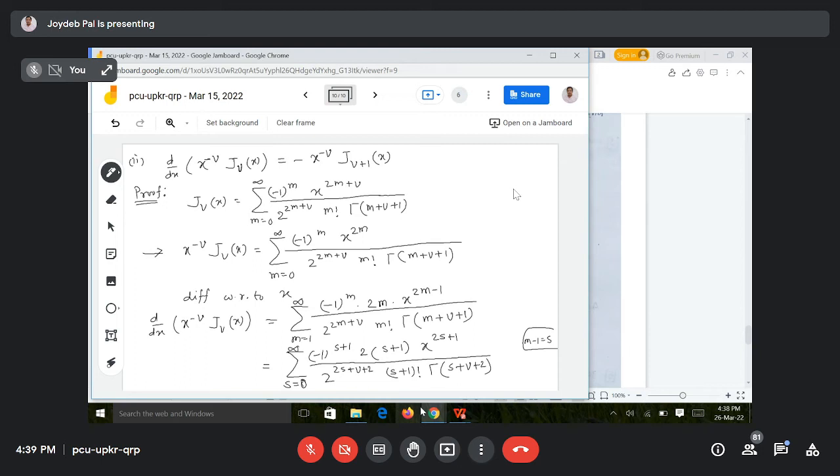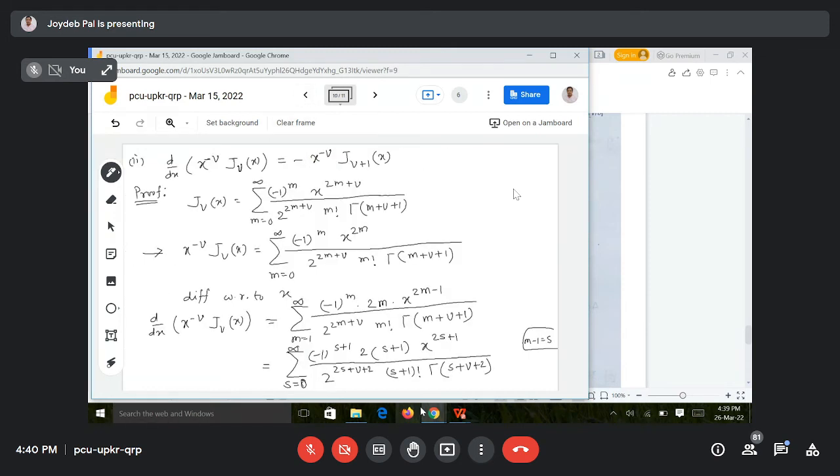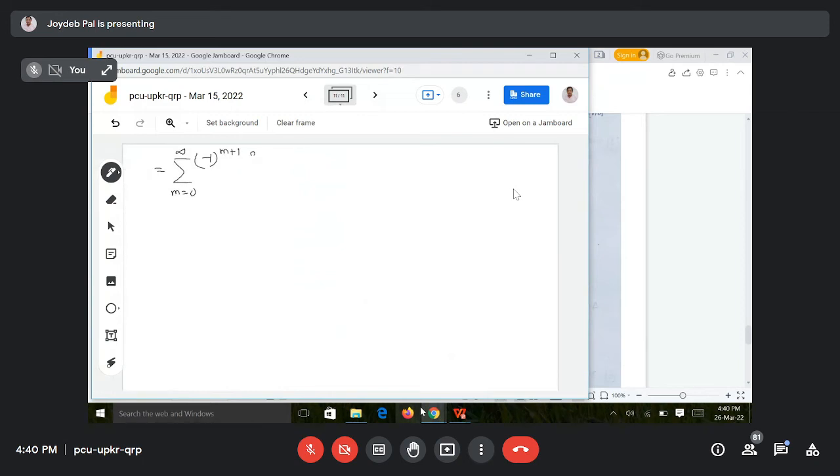Now again, think of the form of J nu plus 1. To be in the form of J nu plus 1, it will be x to the power 2m plus nu plus 1, right? So it is only 2s plus 1. If you are confused with this notation, change it to m again. You can change that s to m, because s is a dummy variable. In the variable s it may be unclear to you, so better you change to m again. So I am changing to m again. m from 0 to infinity, and minus 1 to the power m plus 1, then 2 into m plus 1.